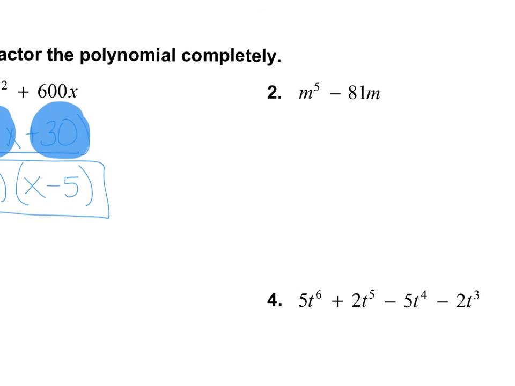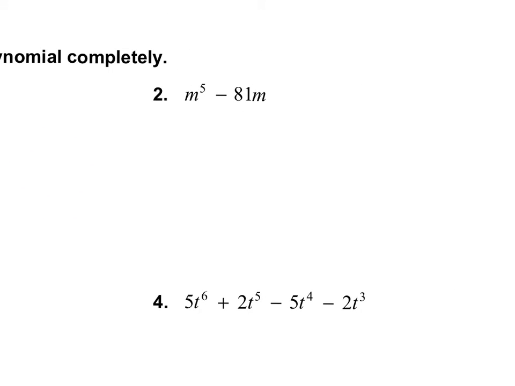If we look at this one, it's not a difference of cubes. I don't have anything that's cubed here. I can't group because it's not 4 terms. So I look to take out a GCF. It looks like I could take an m out of both of them, and then I'm left with m to the 4th minus 81.